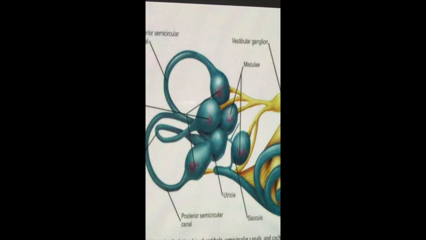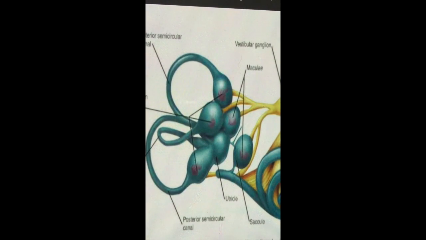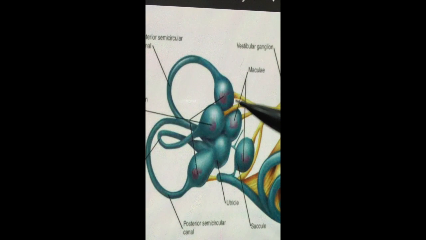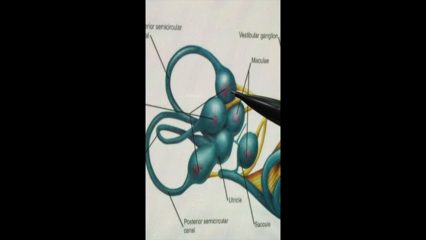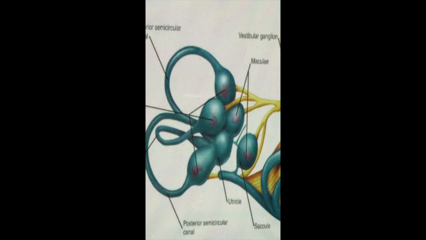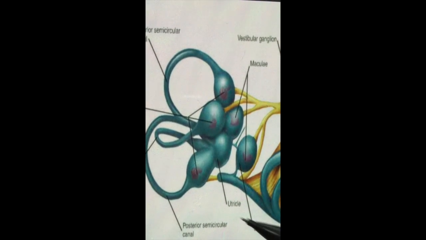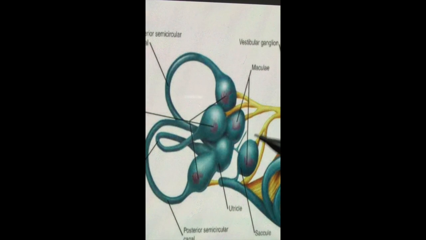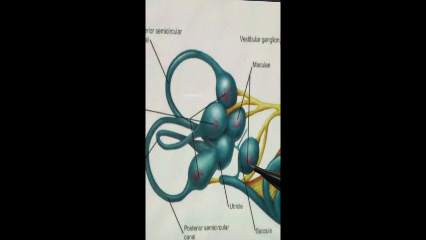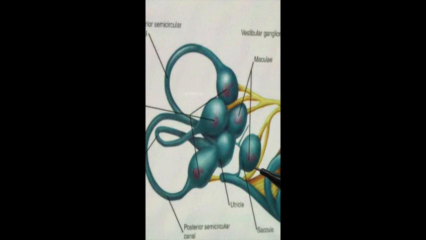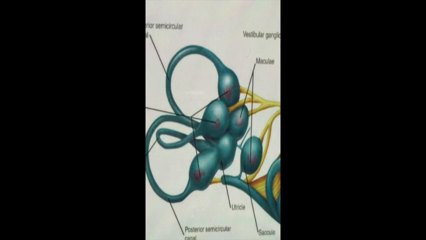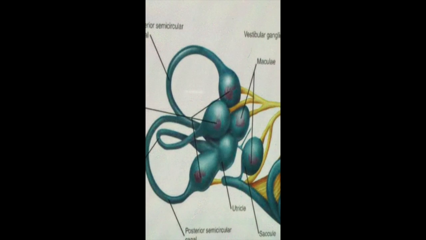Here again, we can see all the ampullae, these round things, and within each ampullae is a crista. Now, this whole entire thing is filled with endolymph, including what we have here is the utricle, and over here, the saccule. These two structures are responsible for linear motion. The utricle, responsible for horizontal movement, and the saccule, responsible for vertical movement.